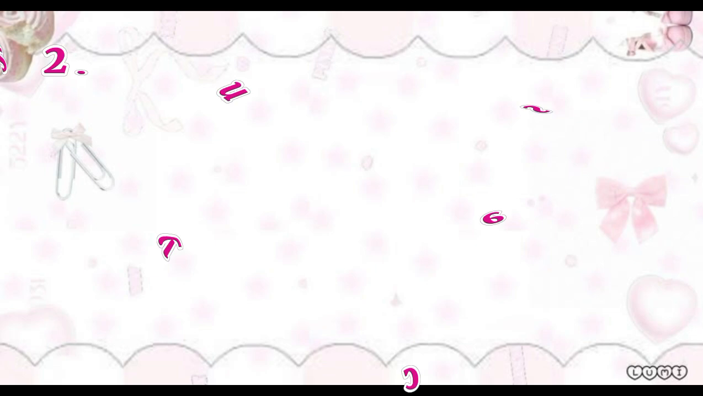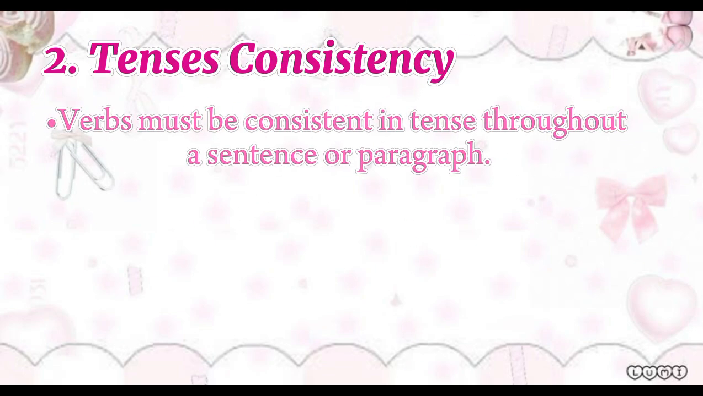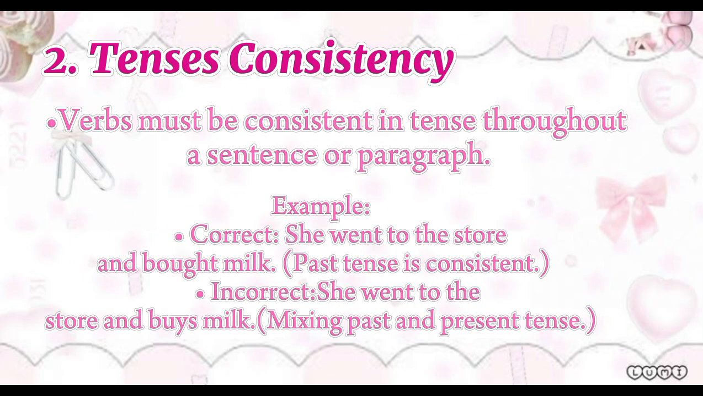The second one is the tenses consistency. The tenses consistency is where a verb must be consistent in tense throughout a sentence or paragraph. For example, the correct sentence is she went to the store and bought milk. Past tense is consistent. The incorrect sentence is she went to the store and buys milk. Mixing past and present tense.